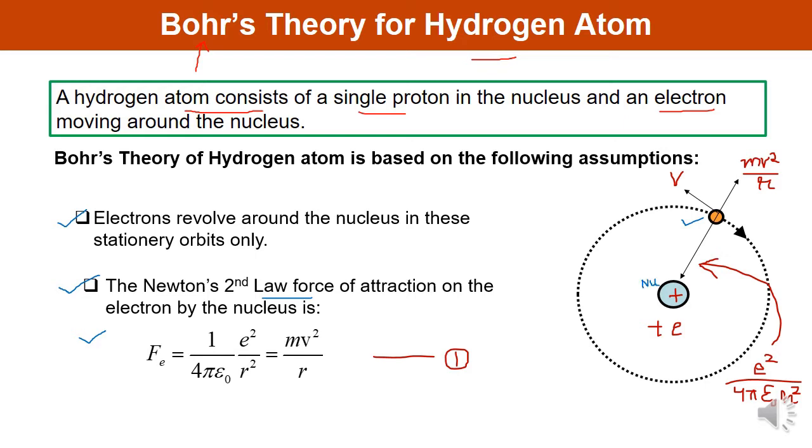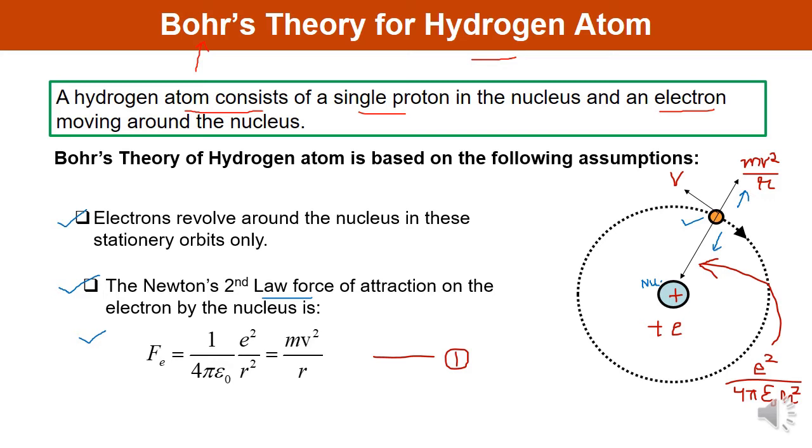Electron is moving in the orbit around this particular nucleus. Here the outward centrifugal force balances the electrostatic force of attraction, that is Coulomb's law, towards the nucleus. So when these two forces balance each other, you can write down this particular equation.